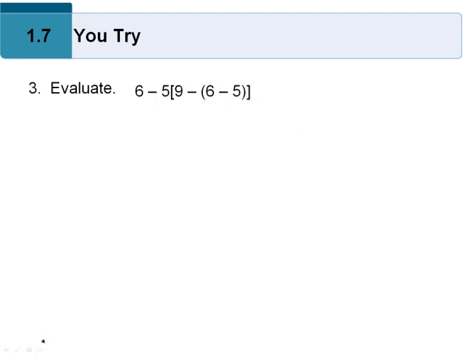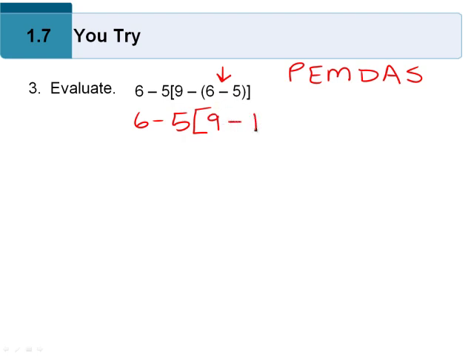All right, number 3. We have a lot of brackets and parentheses. 6 minus 5, and then in brackets 9 minus parentheses 6 minus 5, close the parentheses and brackets. So we're starting with the parentheses. That's our innermost grouping symbol there. So 6 minus 5 is just plain old subtraction. And we're just going to subtract there. So 6 minus 5 is 1.